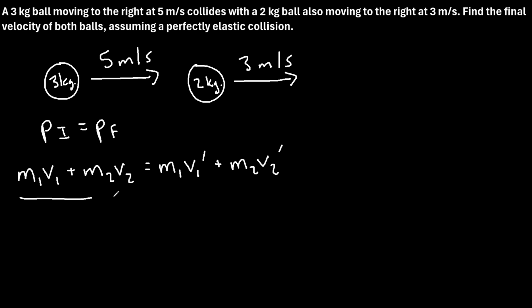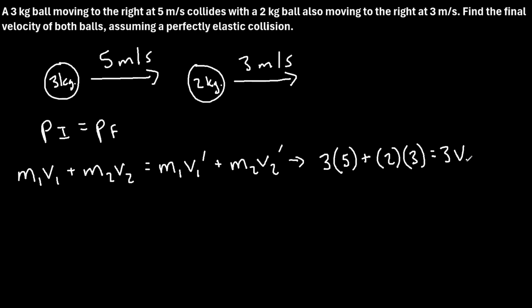So let's go ahead and fill in all the values that we know in this equation. The mass of the first ball is 3 kilograms times its initial velocity of 5 meters per second, plus the mass of the second ball, 2 kilograms, times its initial velocity of 3 meters per second, must be equal to 3 times the first ball's final velocity, plus 2 times the second ball's final velocity. Simplifying the left-hand side, we get 15 plus 6, which is 21. So 21 is equal to 3 times the final velocity of the first ball, plus 2 times the final velocity of the second ball.